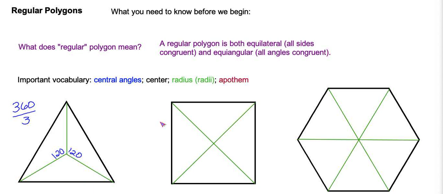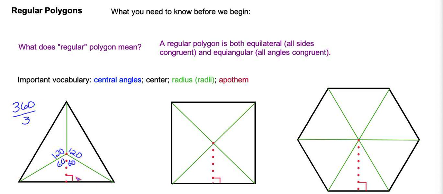Now, notice the radius of this. Here's a radius in green. The radius of this regular triangle is also the radius of a circumscribed circle. So, the apothem, which we're going to show here in red, goes from the center perpendicular to the side, and it also cuts the central angle in half. So this 120 degree angle is now divided into two 60 degree angles.